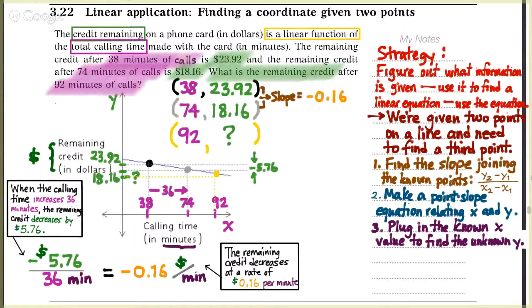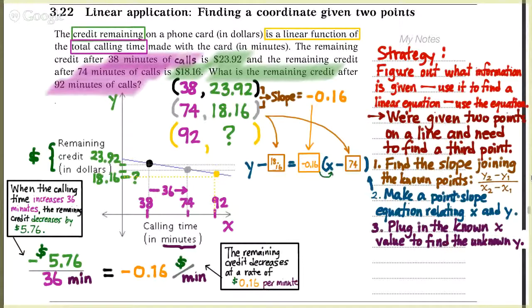Great, so now we know the slope. Let's use that slope to find a point slope equation for our line. y minus y1 equals m times the quantity x minus x1. m is our slope, negative 0.16. x1 and y1 are the coordinates of any point that we know. We can use either point. So just for kicks, I'm going to use the one where x is 74 and y is 18.16. So I'm going to plug that in for x1 and y1.